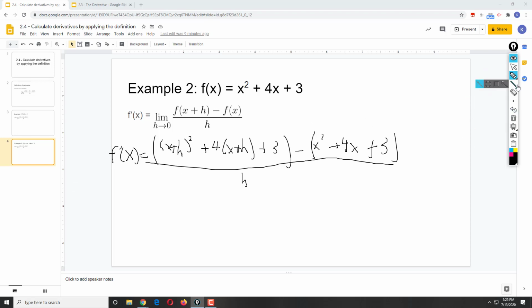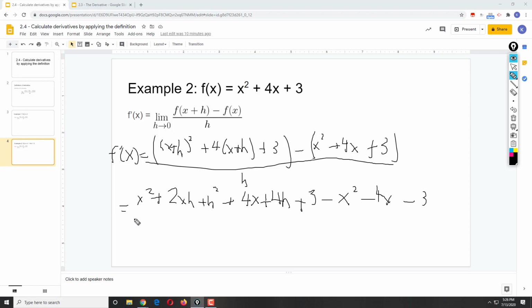Let's expand the x plus h squared. X plus h squared is x squared plus 2xh plus h squared. And the next term, 4 times x plus h, is 4x plus 4h. The next term is just plus 3. Next, we distribute the negatives. We have minus f of x, which is x squared plus 4x plus 3, so it's negative x squared minus 4x minus 3, over h.